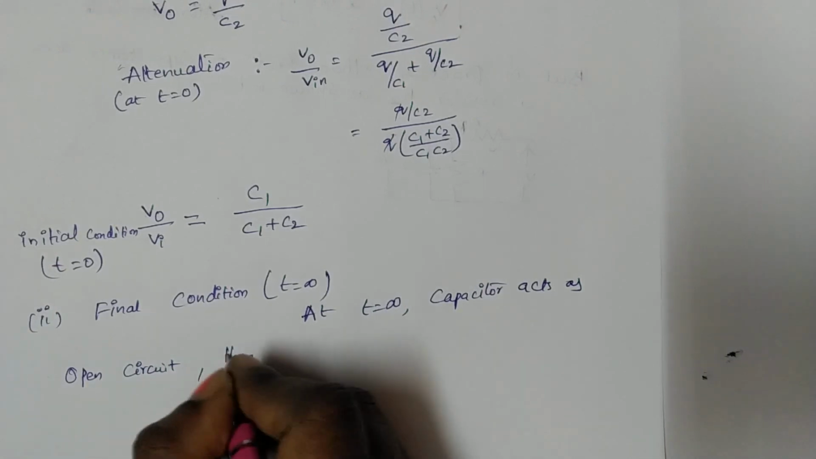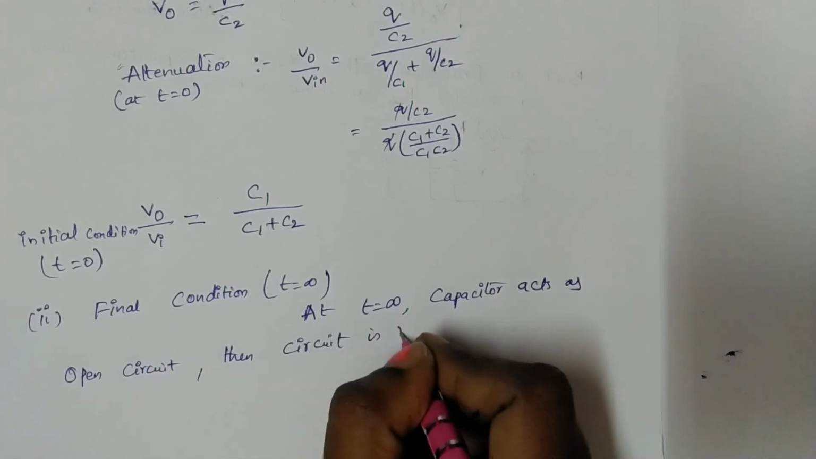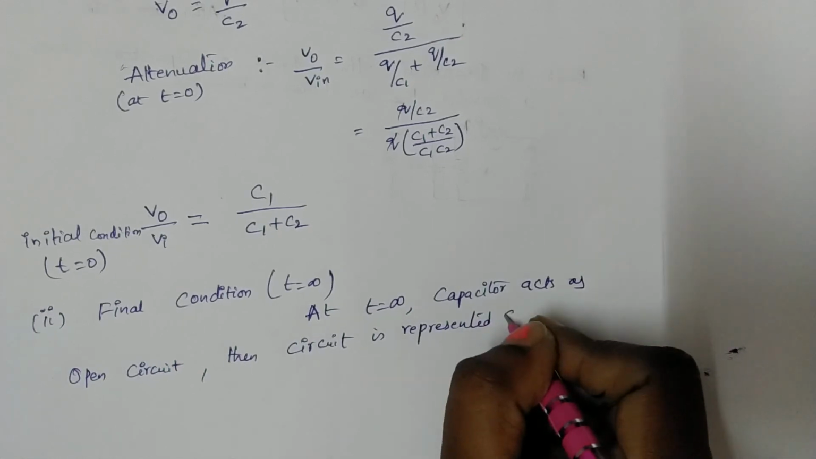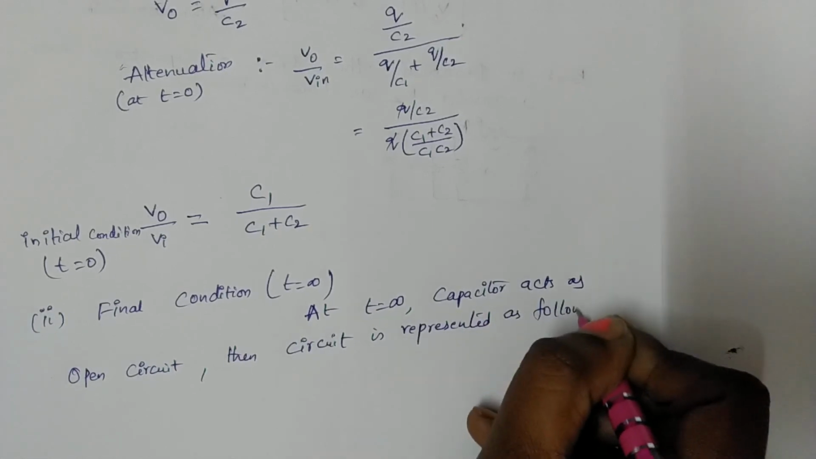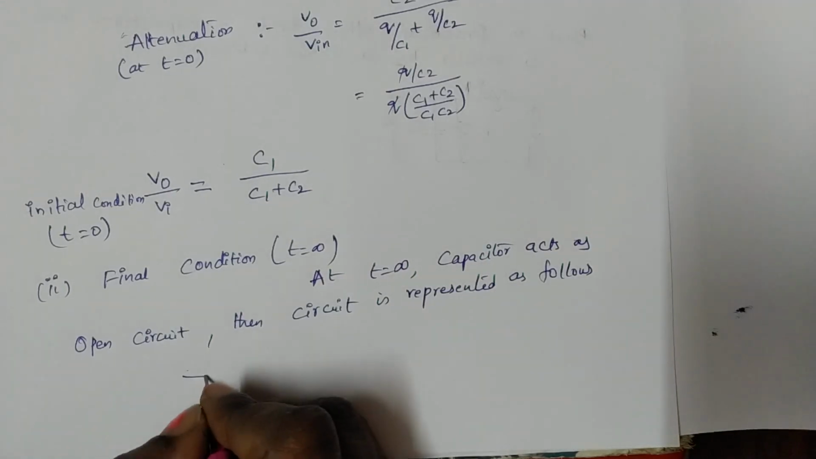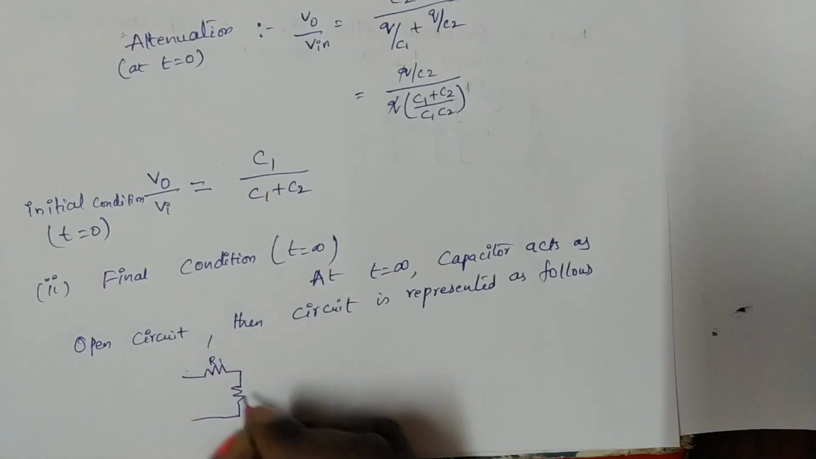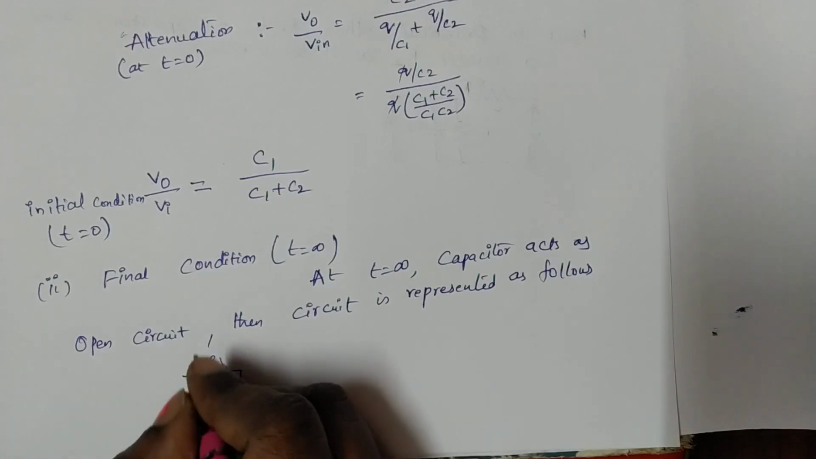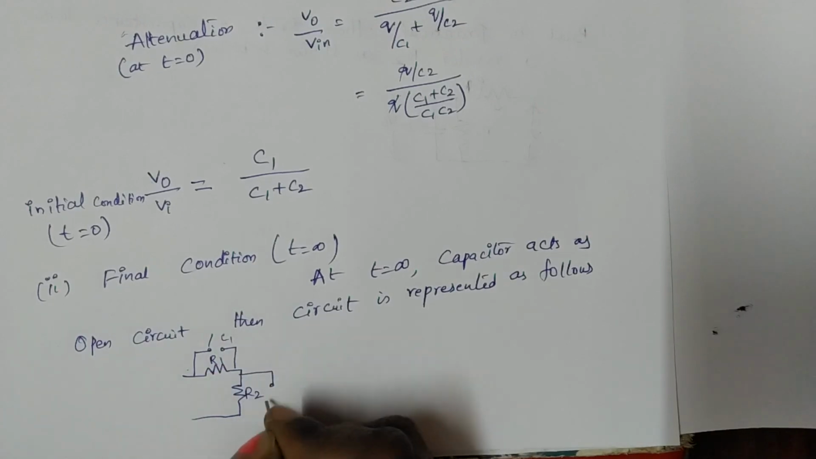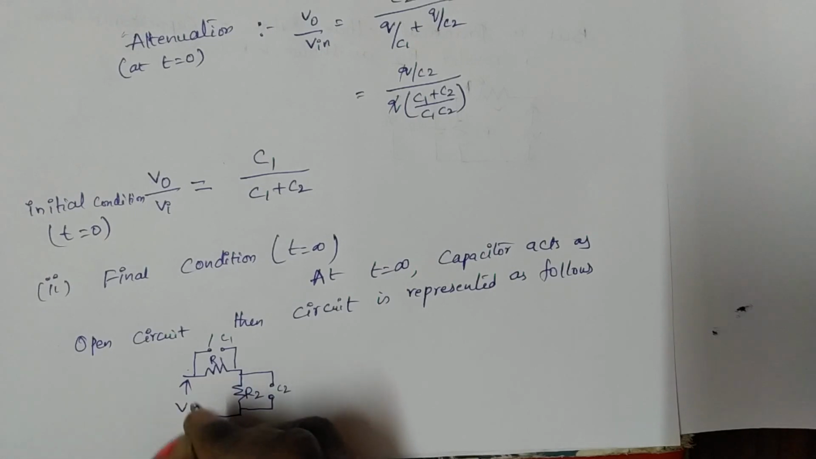Then the circuit will be represented like this. See here how it will be represented. We know the circuit has two resistors, R1 and R2. Now the capacitors are open. This is C1, C2. Okay, here we are applying V input.